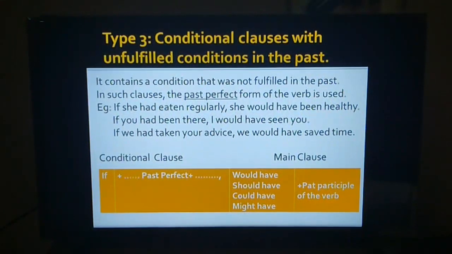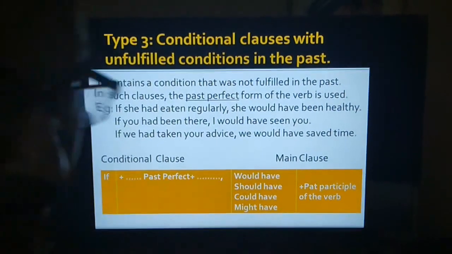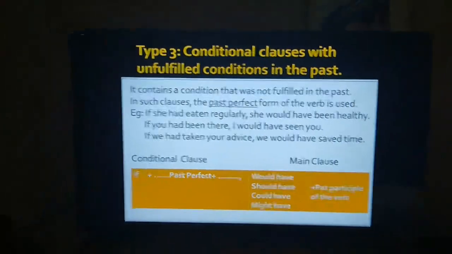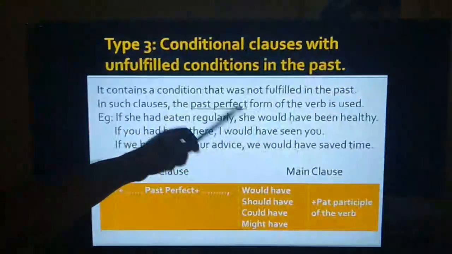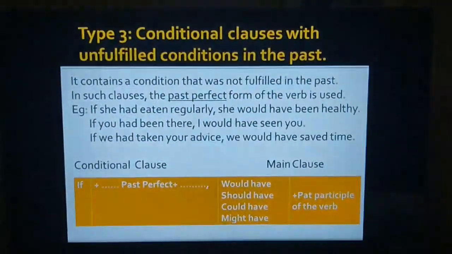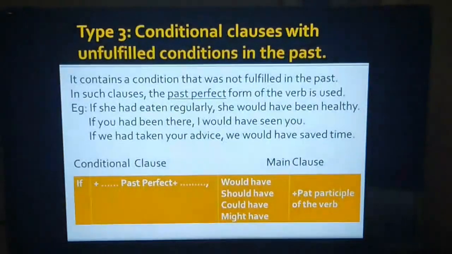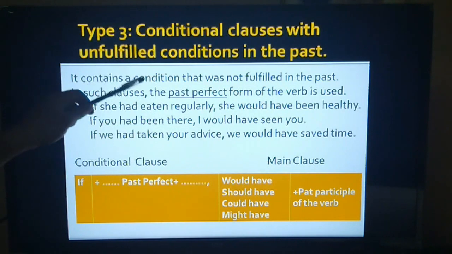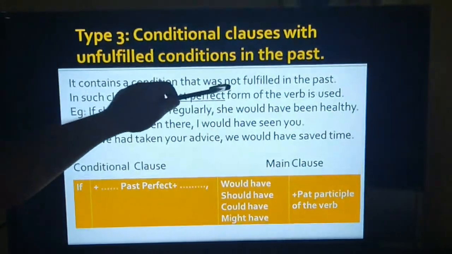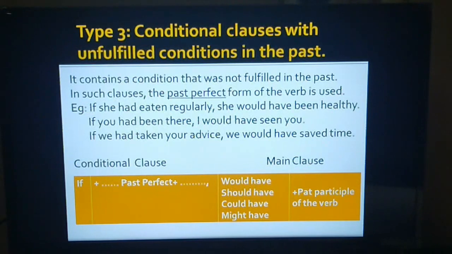So we go to type 3. Conditional clauses with unfulfilled conditions in the past. It contains a condition that was not fulfilled in the past. Here we are talking about something that should have taken, would have taken place in the past, but that did not take place in the past.